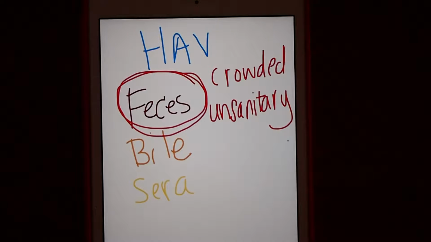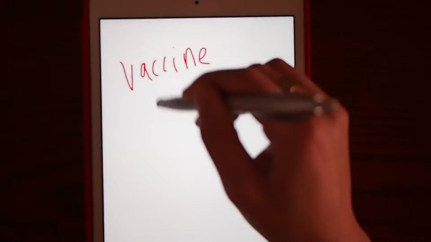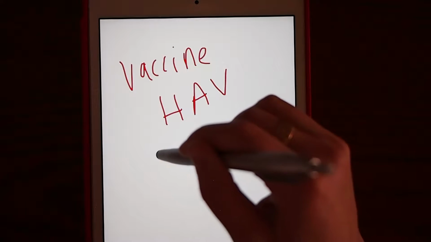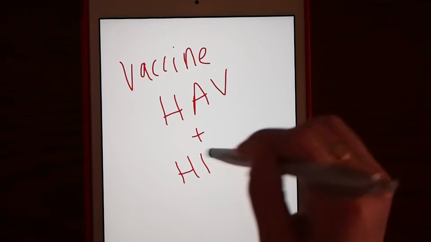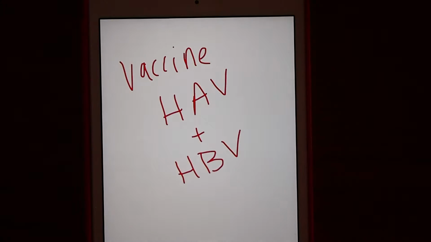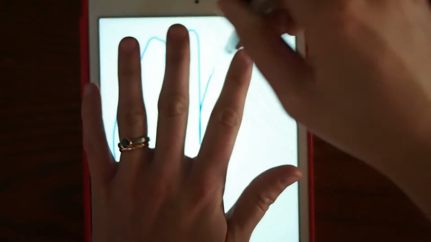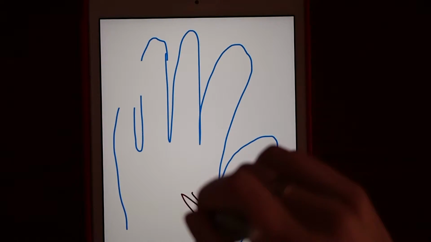Prevention includes a vaccine, which is the HAV vaccine, as well as through the combination of an HAV vaccine and an HBV vaccine. But the best way to prevent HAV is through hand washing and, of course, through wearing gloves when in contact with fecal matter.